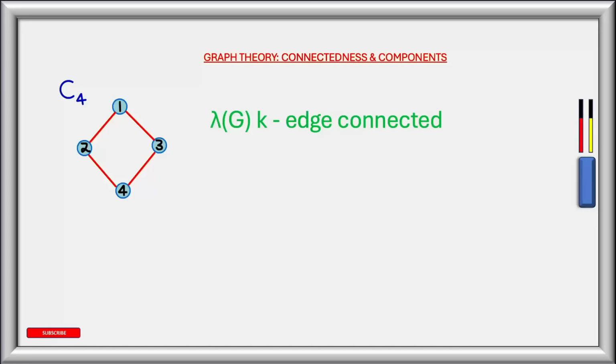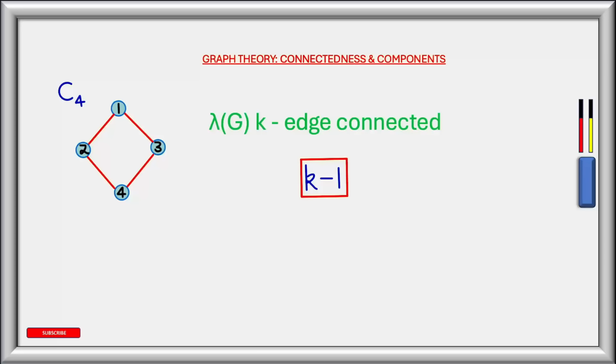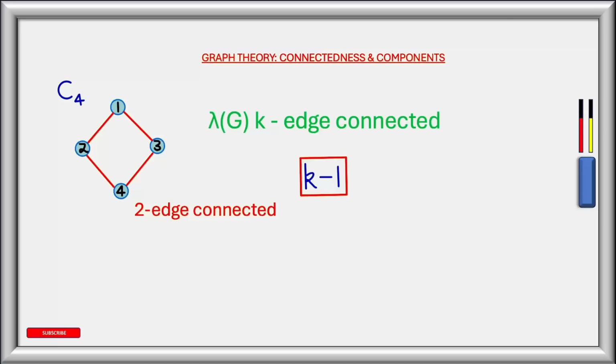A graph is k edge connected if it remains connected after deleting any k-1 edges. This measures the minimum number of links that must fail to break the network. So in our C4 graph, if we remove one of the edges, the graph is still connected. If we now remove a second edge, we can isolate vertices, as is the case here, and disconnect the graph, as in this case. Therefore, a C4 graph is 2 edge connected.